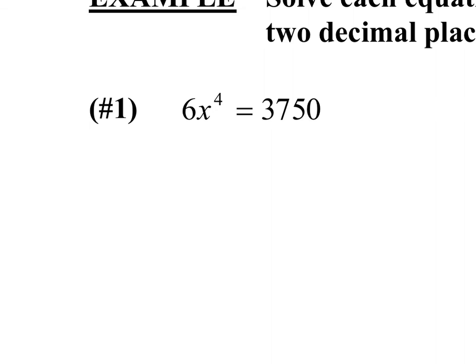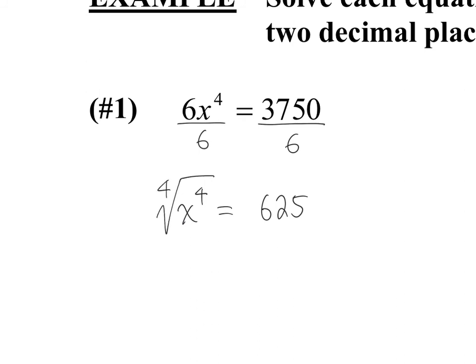Is it by itself right now? It is not. How do we get rid of that 6? We're going to divide by 6 on both sides. So we have x to the 4th equals, and then 3750 divided by 6 is 625. Okay. Now, how do I undo something to the 4th power? Well, I do the opposite root, which is going to be the 4th root. I'm going to do the 4th root to both sides.